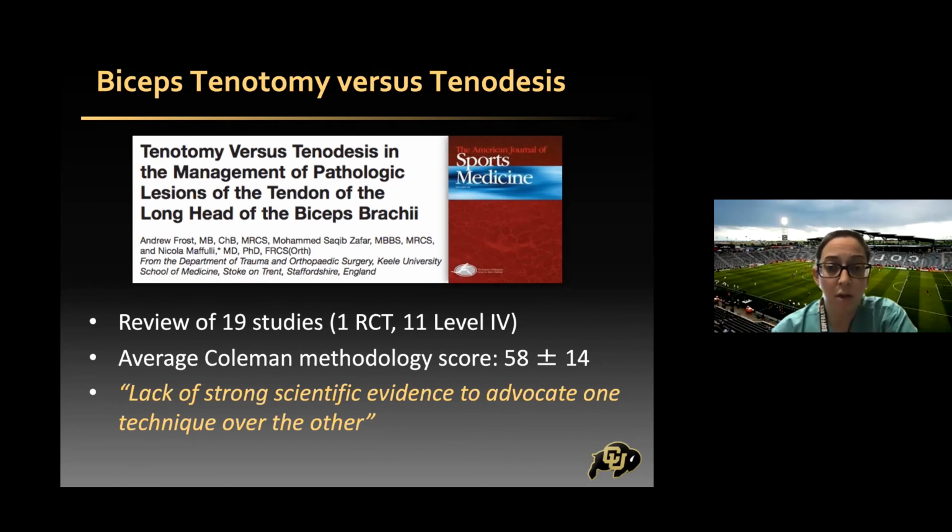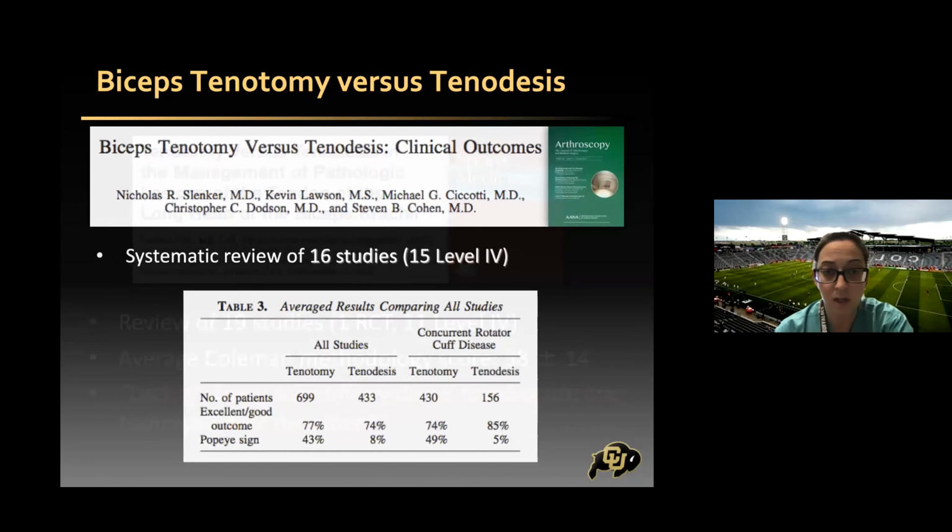But when you do look at the literature and you look at all comers, this was a systematic review of 19 studies, only one of which was a randomized controlled trial. The vast majority were level 4 studies. The authors concluded there's a lack of strong evidence to advocate for one technique over another in terms of tenotomy versus tenodesis. This was a study published out of the Rothman Institute, another systematic review, again mostly level 4 studies. It showed that in patients who undergo tenotomy versus tenodesis, all of them really have good outcomes, but better outcomes in the tenodesis group and significantly more Popeye signs in the tenotomy group, as one might expect.